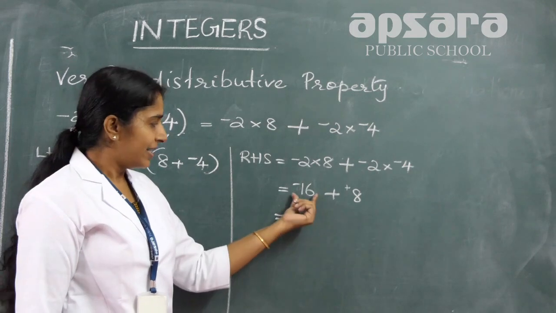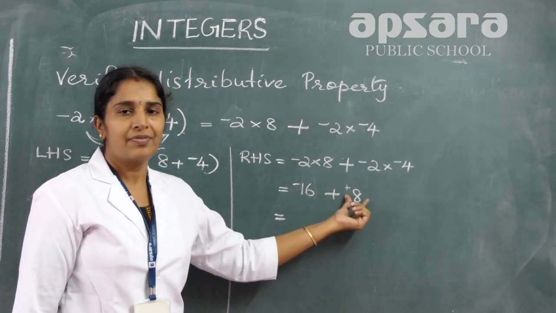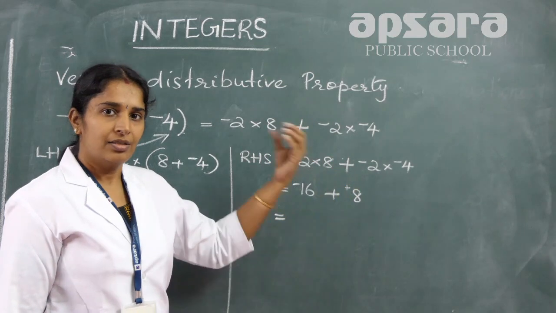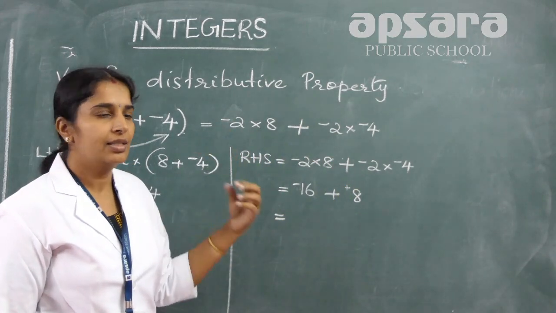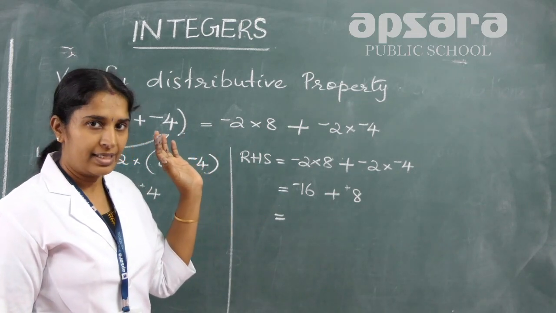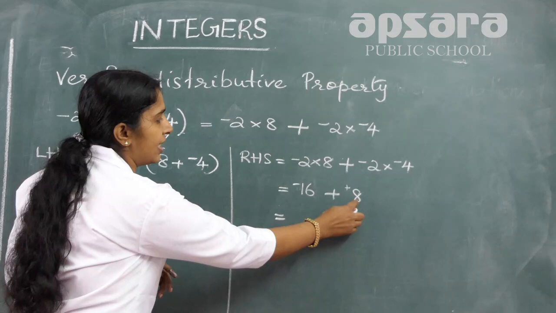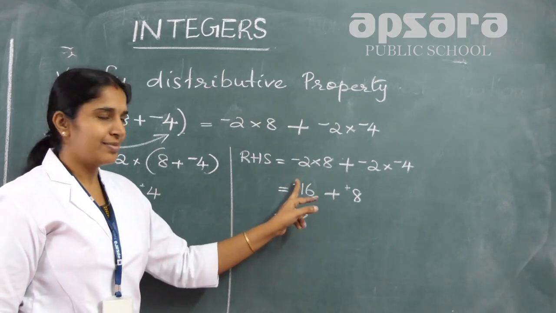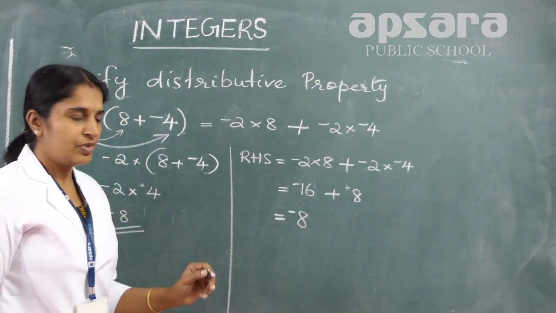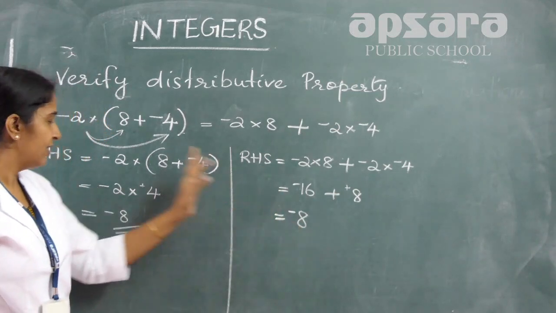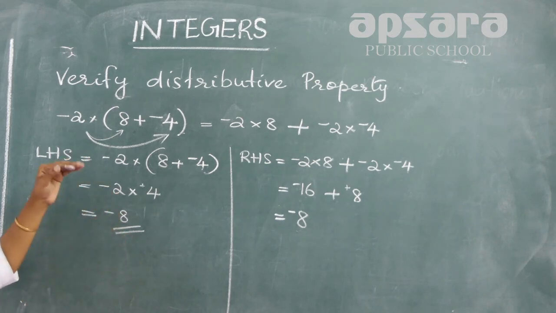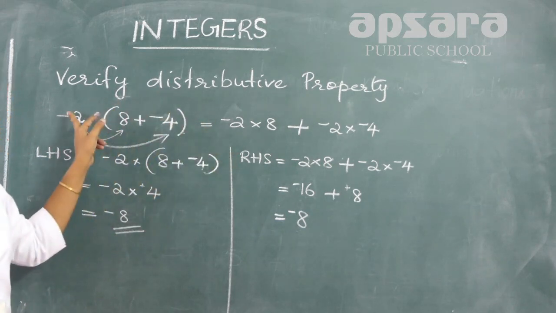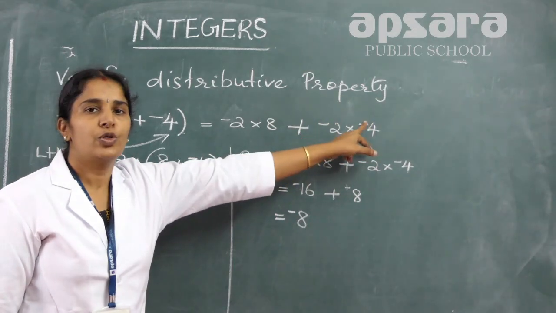Tell me the answer. Minus 16 negative integer plus positive 8. Here one is negative, one is positive. So what is to be done? Just subtract the smallest number from the biggest without considering the sign. Give the sign of the biggest. Okay, so 16 and 8. 16 minus 8 is 8 itself. Now what is the sign of the biggest number? Minus. So give negative sign. So you are getting that RHS is equal to negative 8. LHS is also negative 8. So we have verified that minus 2 into 8 plus minus 4 is equal to minus 2 into 8 plus minus 2 into minus 4.